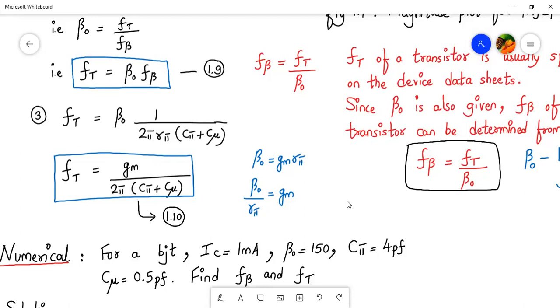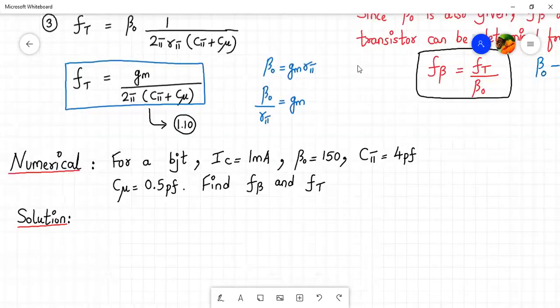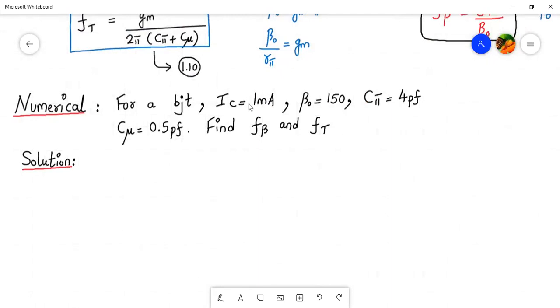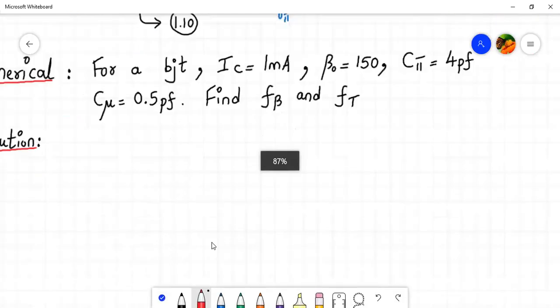Okay. So let's solve a numerical based on the analysis we have done so far. A BJT is biased at 1 milliampere. Beta naught value is given as 150. C pi value is 4 picofarad. C mu value is 0.5 picofarad. So we have to find the beta cutoff frequency and the unity gain frequency. So let's start solving this numerical.